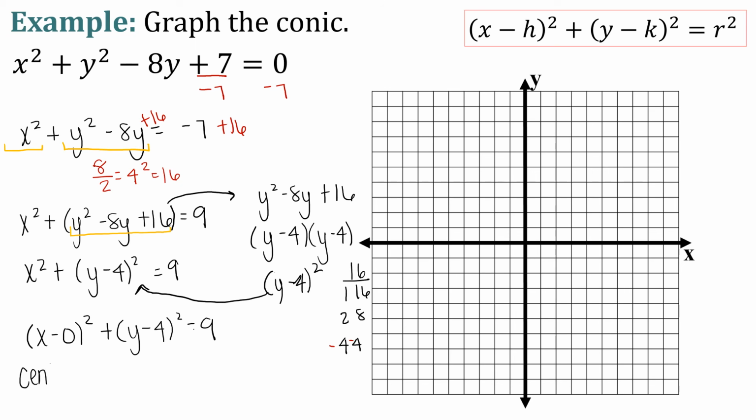So let's identify our center. Our center is 0, and then remember we have to change the sign of the 4. It's a positive 4. And then for my radius, I have to square root that 9, so that's a 3. So to graph this, I'm going to go to 0, 4: 1, 2, 3, 4. And then I'm going to go 3 in all 4 directions: up 1, 2, 3, to the right 3, down 1, 2, 3, and to the left 3. And then I'm going to try to draw this circle the best I can.